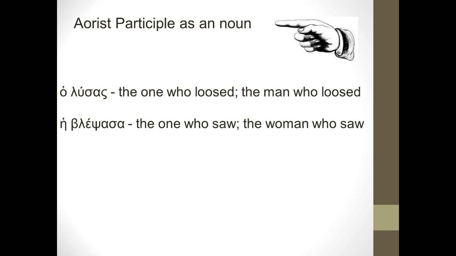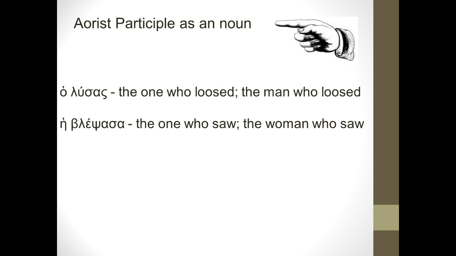At times, as we've seen in previous examples, we do not necessarily need to have a noun or an adjective there to actually help us figure out what the sentence is talking about. We can simply have the participle and do the very same thing that we did in the previous screen. So here in the first example we have lusas, a masculine singular nominative article, and an aorist active participle, masculine singular nominative. We don't have the word anthropos here, but we don't need it because we know that it's masculine, and so we can say either the one who loosed or the man who loosed.